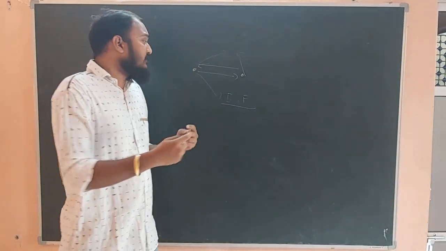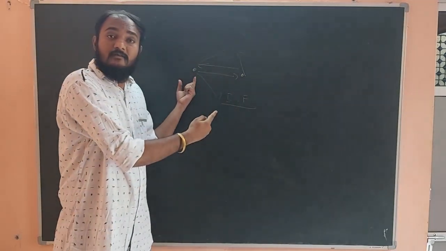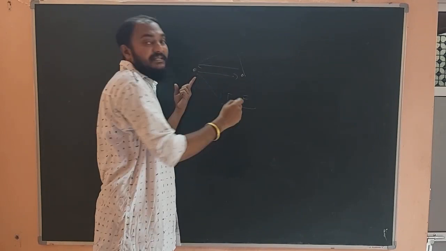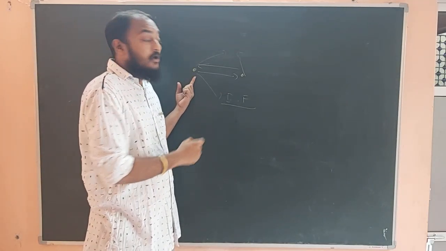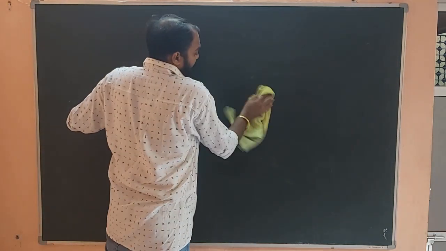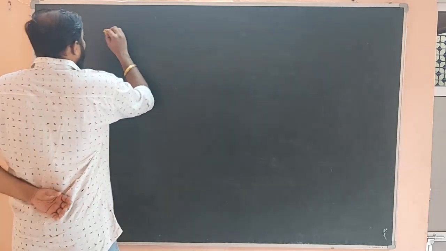The electric dipole is a system of two charges, but not just any two charges. They are equal in magnitude and opposite in nature. So let us take a definition of electric dipole, and from there we will study further. So what is electric dipole?